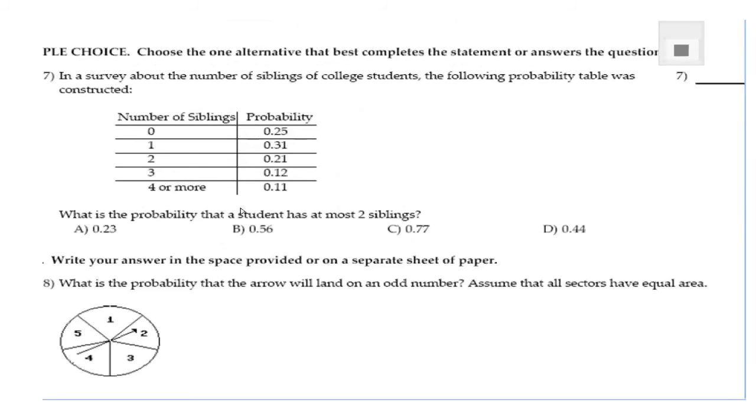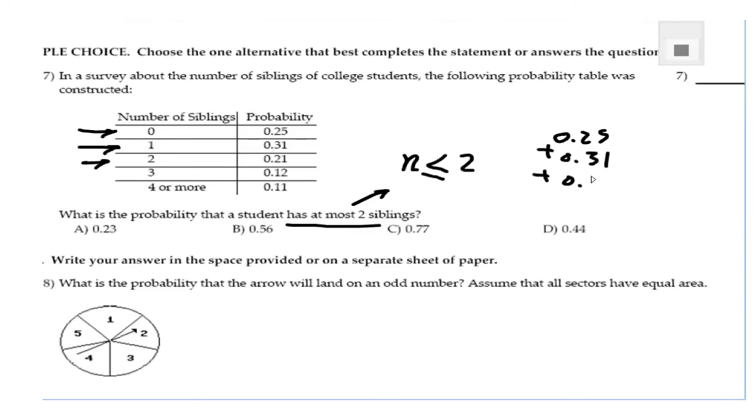For question number 7, it's the same, but I wanted to have at most 2 siblings. When I have at most 2 siblings, it means the number is smaller than or equal to 2. Yes. So I have at least and I have at most. So at most, I either don't have any siblings, or I have 1 sibling, or 2 siblings. So it's going to be 0.25 plus 0.31 plus 0.21, which is equal to 0.77, which is C.